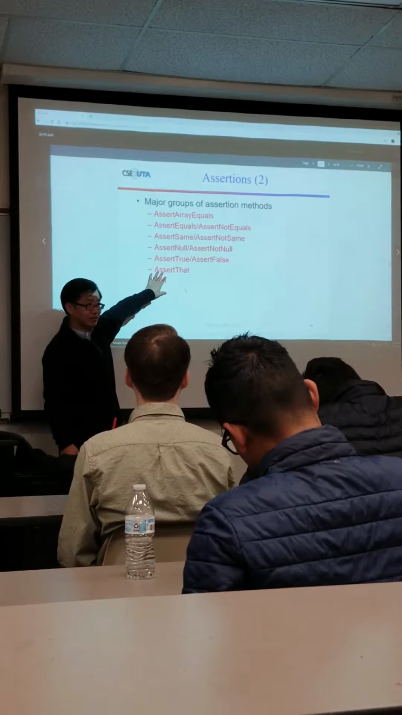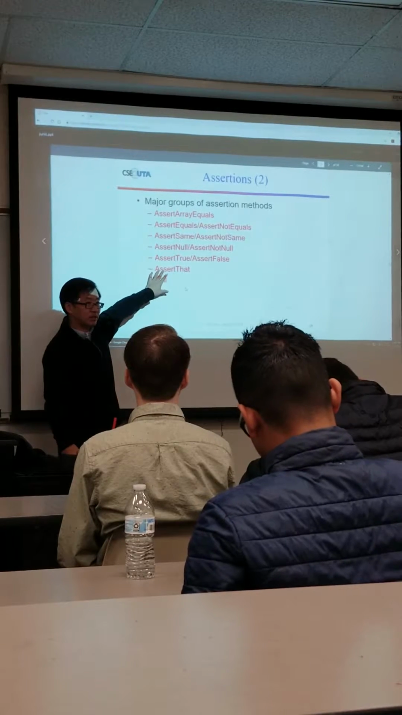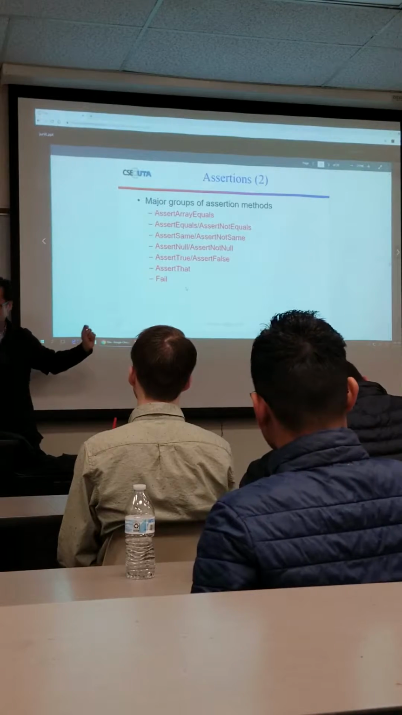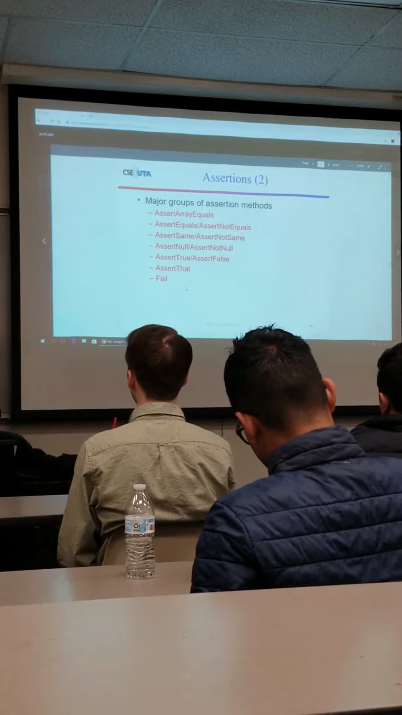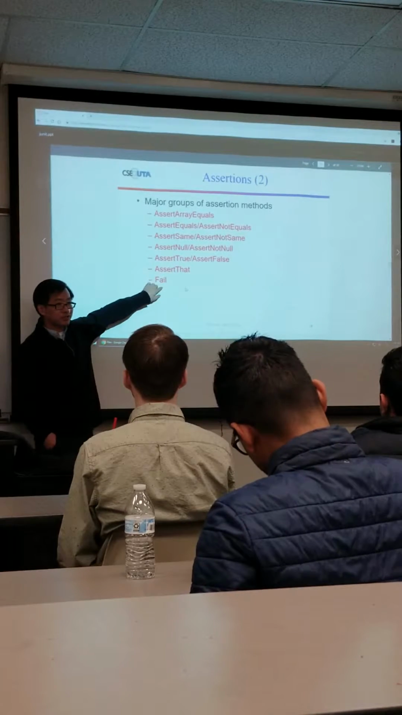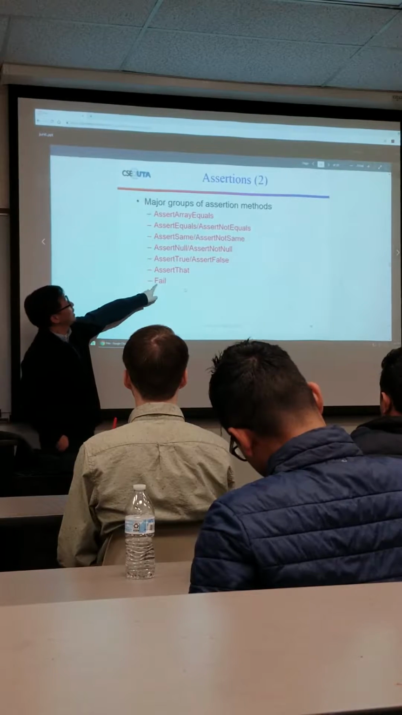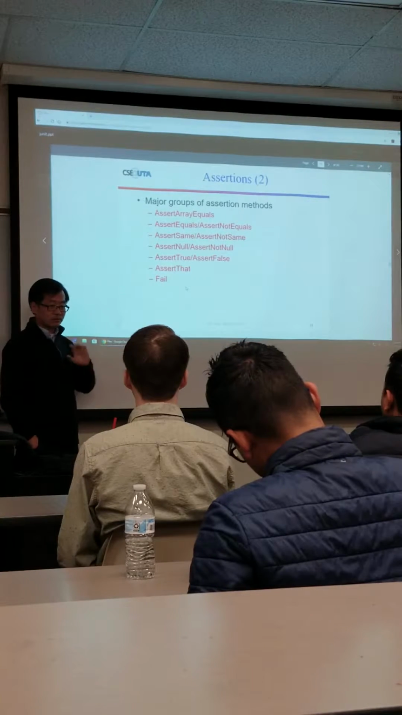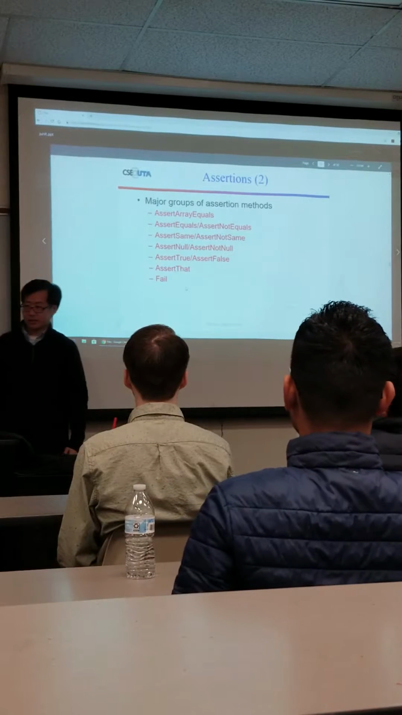assertNull, assertNotNull, assertTrue, assertFalse, assertThat. We're going to talk about that. That's to make the code more readable. Okay, it's a very important concern. And fail, we're going to see an example of that as well. Fail basically means the program execution cannot come to this point. Whenever this method is executed, something has gone wrong, and then your program is going to fail.